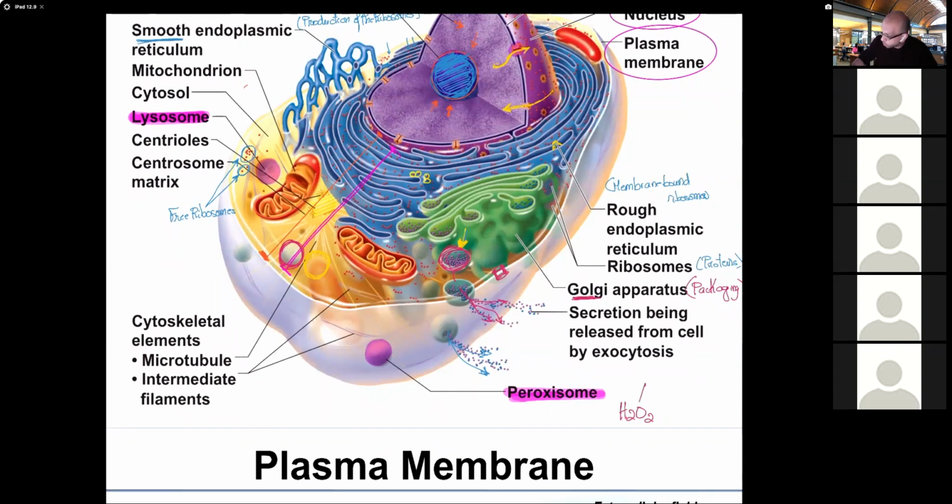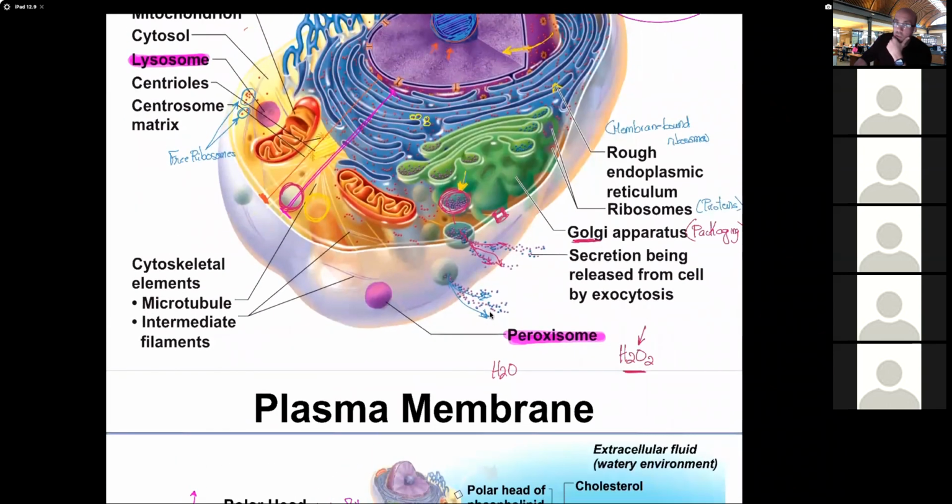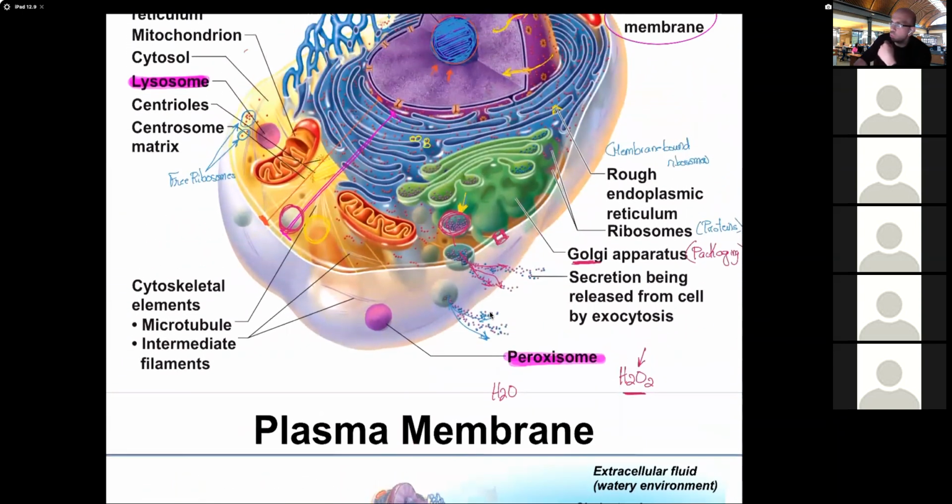Those are like the hydrogen peroxides that you see on here. So water is neutral. It's H2O. But H2O2, this is hydrogen peroxide. Have you ever seen hydrogen peroxide before? Where can we find it? Yeah, the drugstore. And what do we use it for? To clean wounds, right? It's a toxic substance.